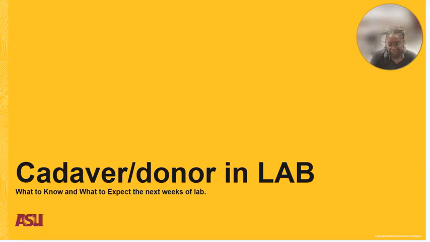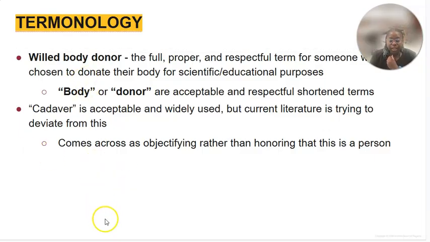Just moving on. These next couple of weeks, we're going to introduce the cadaver / body donor here in lab. And so I'm going to go over some of the things to expect as you go in. And I'm sure your TA will have more to add on here as well. So the first thing that we're going to cover is some terminology surrounding the body donor.